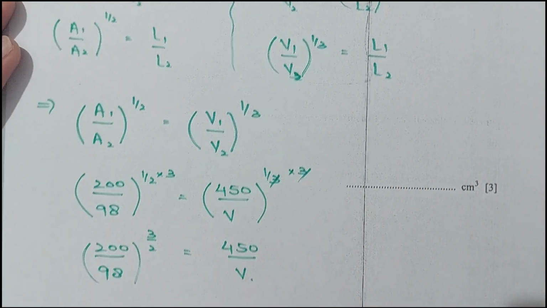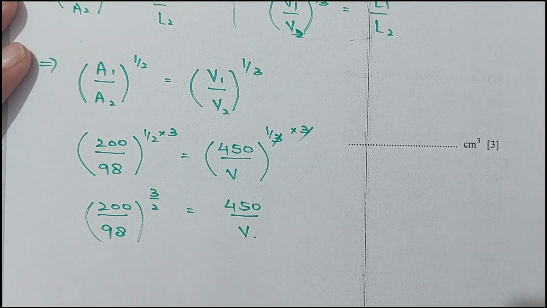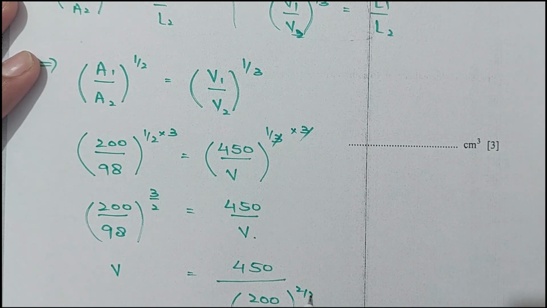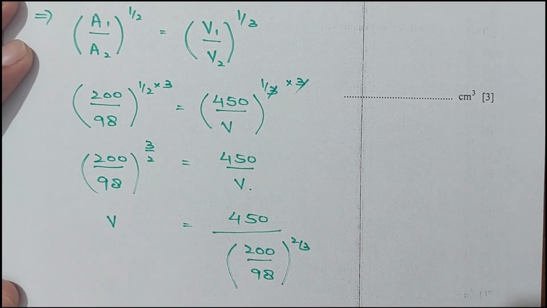This is cancelled out, right? Okay, so what is going to be v? V is over here and shift, 450 divides 200 over 98 to the power 3 by 2. This would be the volume of the smaller solid.